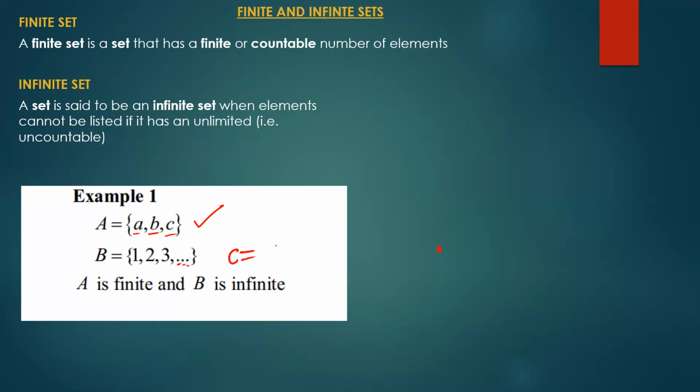Let's say we have set C, which is open brackets, and then you have 3 dots, then maybe 0, and then you have 1, 2. So this is also an infinite set because we have numbers that are moving from the positive. We have numbers moving from 2 to negative infinity. So we are going to discuss more about infinite sets when we begin to look at intervals.